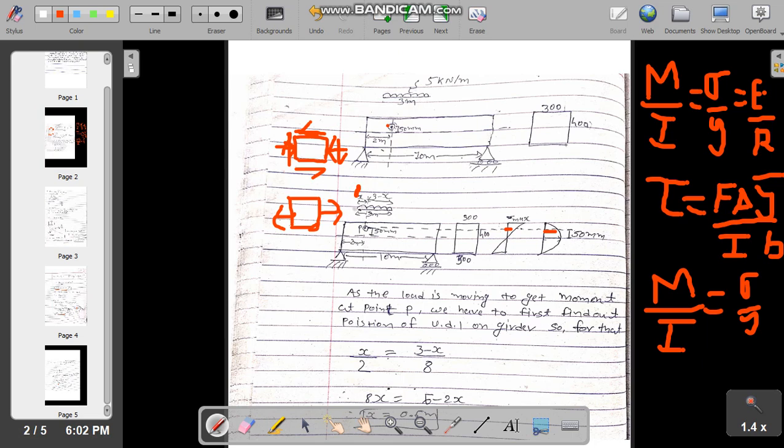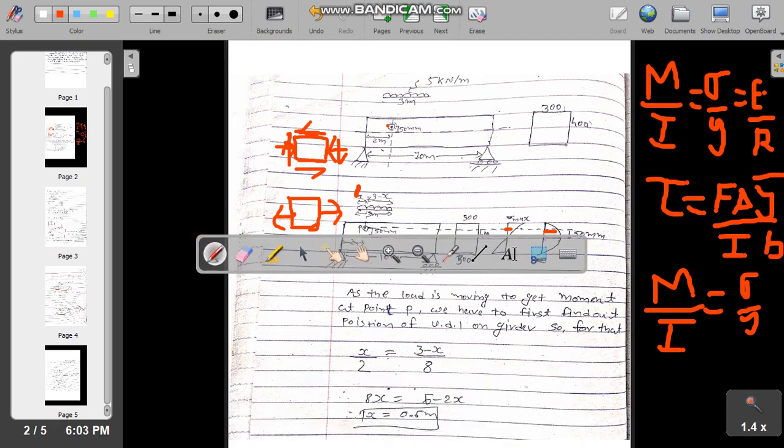So for this x we can consider average loading at both sides, that means x by 2. So x by 2 equal to (3 minus x) by the remaining portion, that means 8 meter. So x by 2 equal to (3 minus x) by 8, is equal to x equal, so as we can see here x equal to 0.